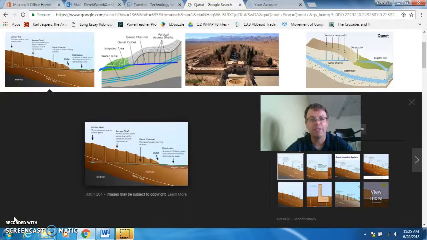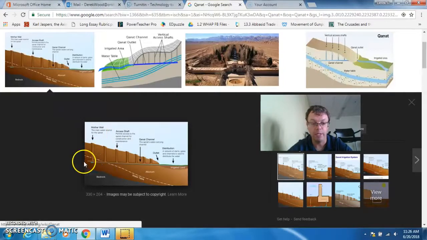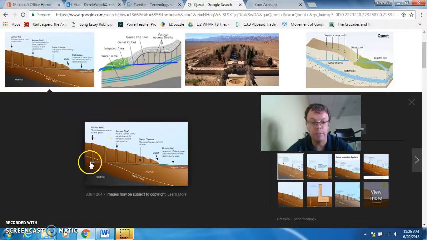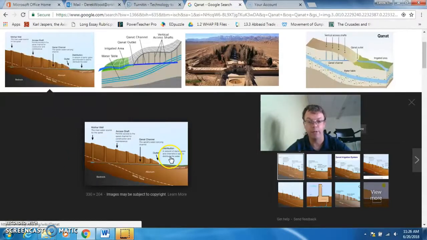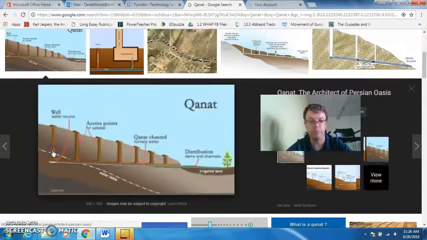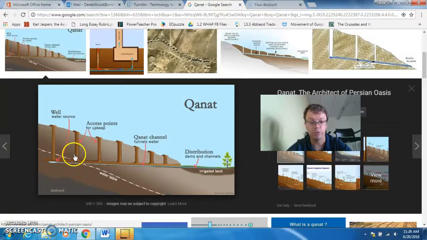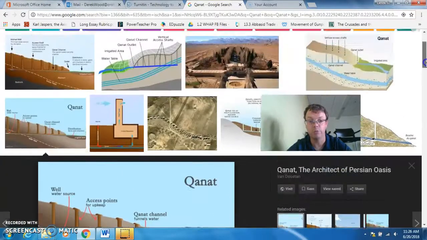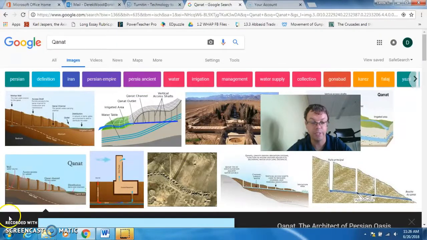Qanat basically is a water irrigation system that was used by the Persians to get groundwater in the desert. If you look here, there would be a hill, there would be water where they would dig holes or their wells, and they would get it out to irrigate their land. It was an irrigation system, again, used by the Persian Empire to bring water to their people. And that is a qanat.